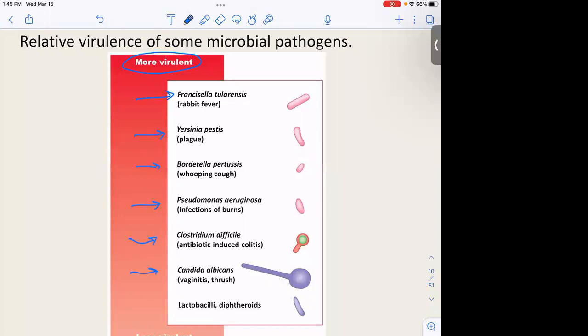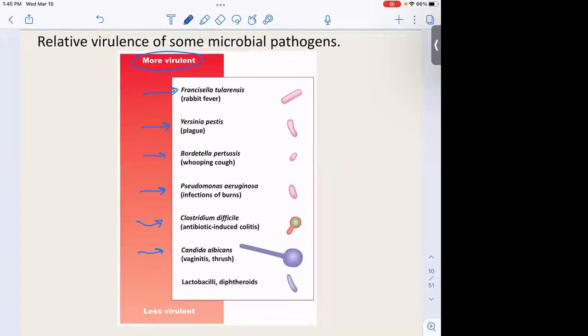And then kind of at the bottom of this list, less virulence, lactobacilli. You may have had some lactobacilli for lunch today in your yogurt. Okay, so that's an organism that makes yogurt for us, and we eat it, and it doesn't make us sick ever. Okay, so that's avirulent. Diphtheroides, you probably have those in your large intestine. Okay, so there definitely are differences. The organisms at the top have more virulence factors than the ones at the bottom.